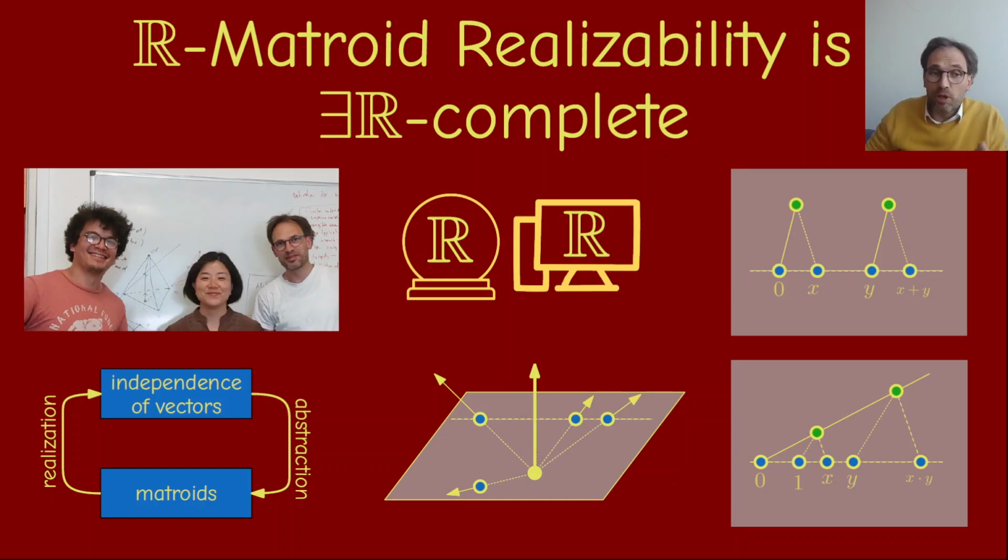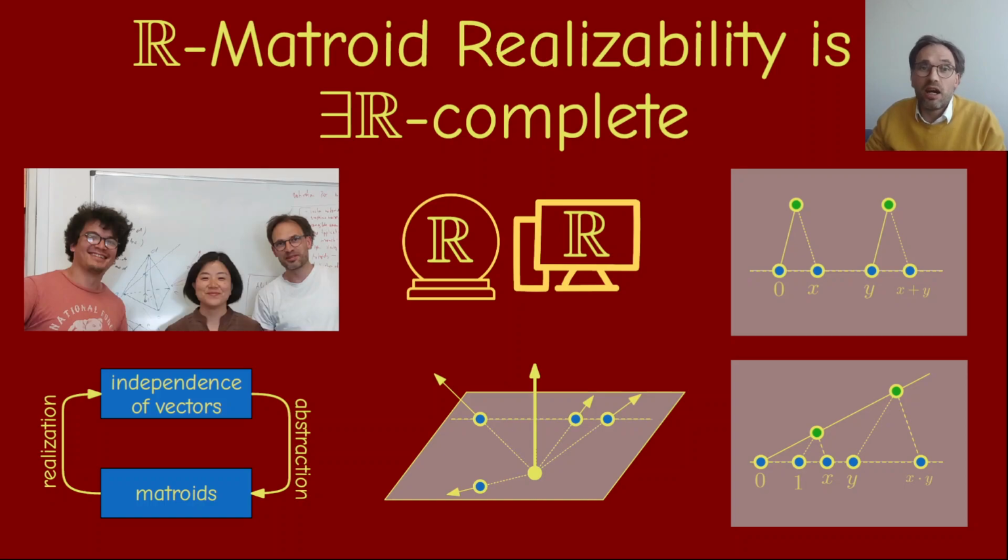Now, the realization problem is, I give you the matroid, find me vectors which have the same independence. So that's for each subset, they're independent if and only if the subset of vectors is independent. And that's a realization question. And if we talk about R matroid realizability, we ask about vectors, the real vector spaces, which is in some sense maybe the most common one that you can think of. So now you know what a matroid is, and you want to know what R matroid realizability is.